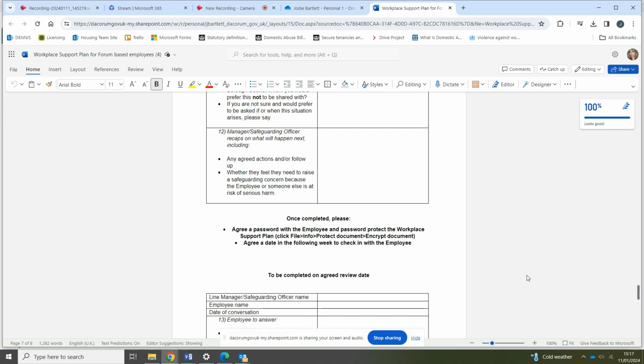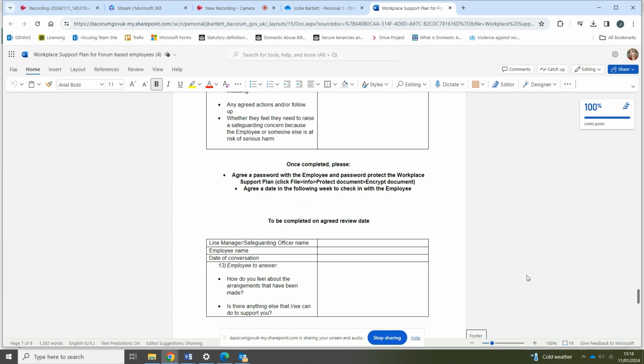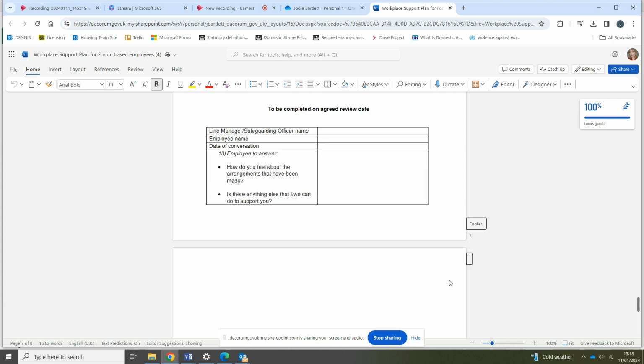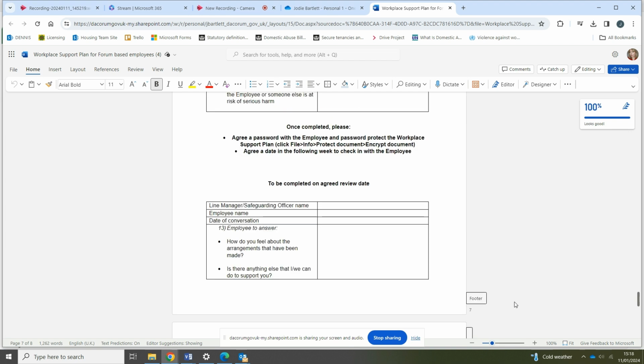Finally, you should password protect the document by agreeing a password with the employee and doing so by following these instructions on the document, and agree a date within the following week to check in with the employee, or as agreed in the follow-up conversation about how they'd like to approach further conversations. Then this next section is just for the review stage. Once you're done with that, that's the workplace support plan complete. And that, once saved off, can then be accessed within that folder.